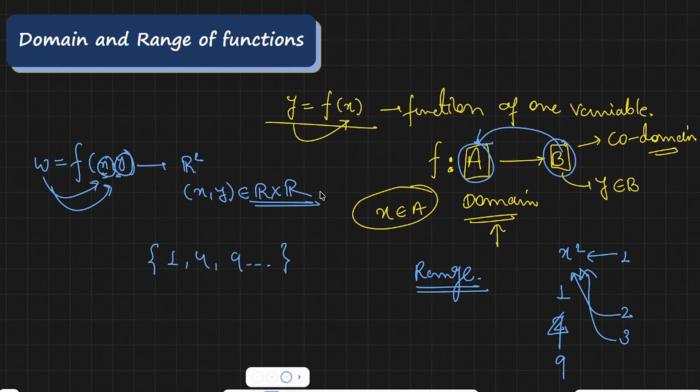This is nothing but the ordered pair. Nothing to worry about here. This is just a simple extension from a function of one variable to a function of two variables.